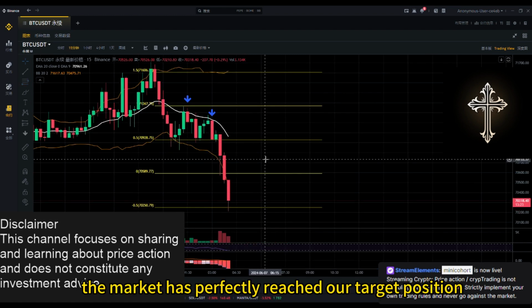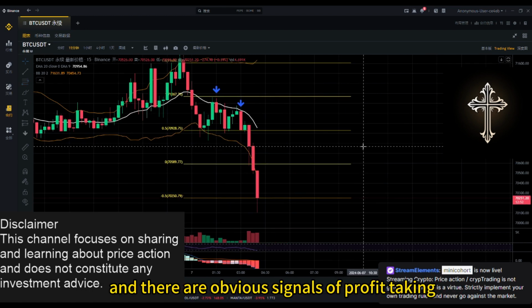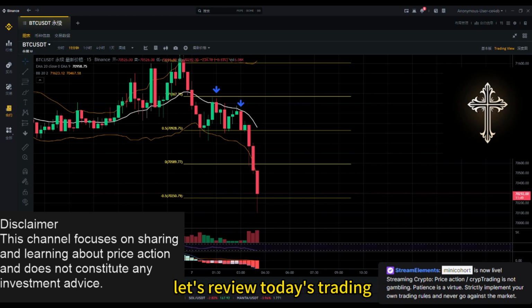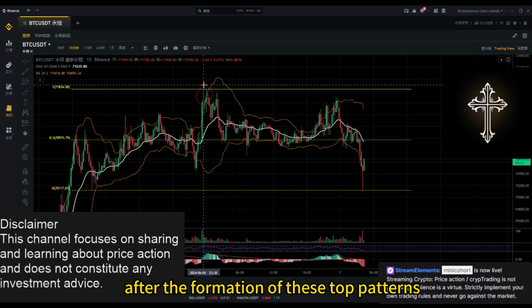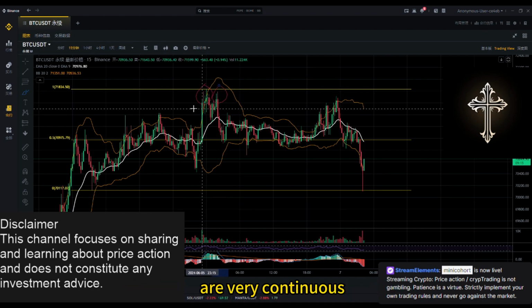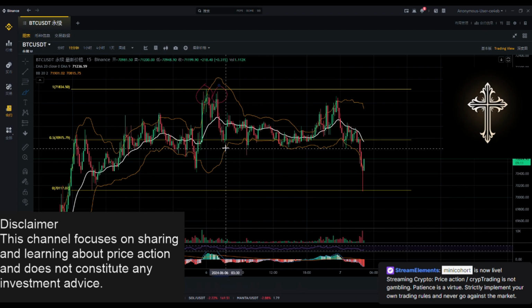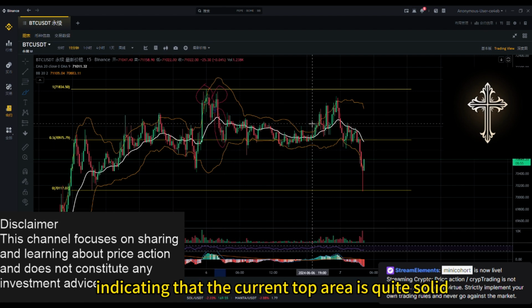The market has perfectly reached our target position, and there are obvious signals of profit-taking and long entry. Let's review today's trading. The K-lines after the formation of these top patterns are very continuous, large in volume, and close very low, indicating that the current top area is quite solid.